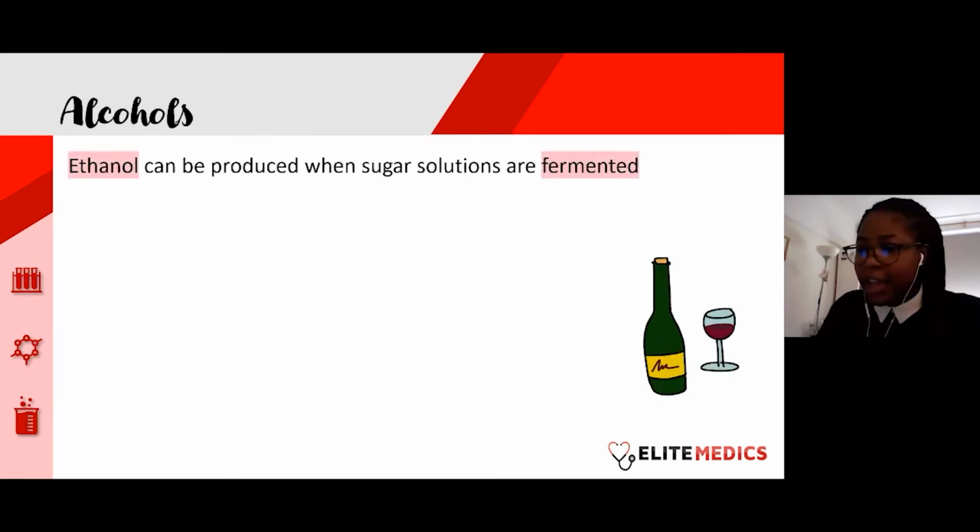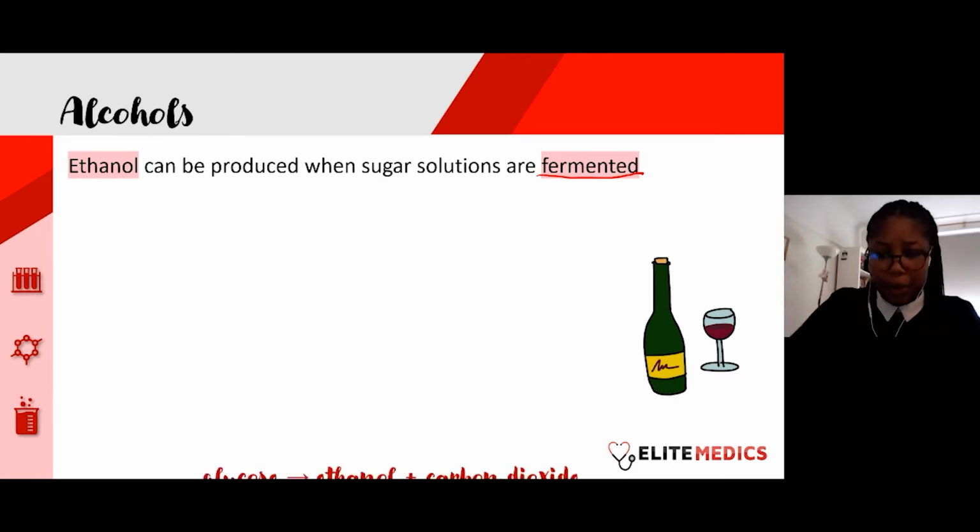Okay, great. So the last thing that I'd like to talk to you guys about is where alcohols actually come from. So specifically, we're going to be looking at ethanol and how ethanol is made. Ethanol is produced whenever sugars, so mainly glucose, get broken down as part of a process called fermentation. That's when organisms like yeast cells or certain types of plants break down sugar solutions to produce ethanol.